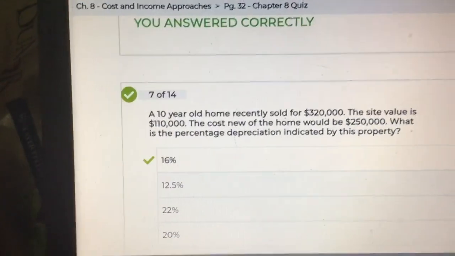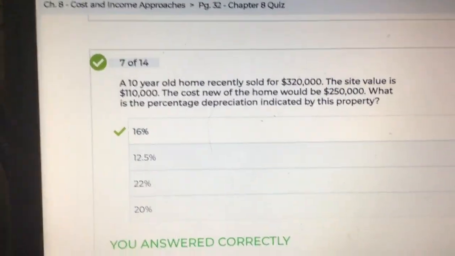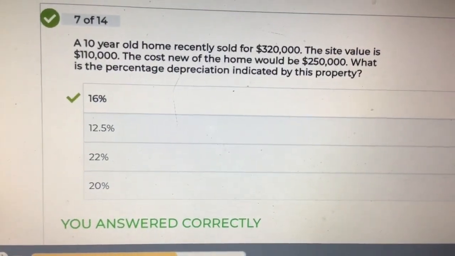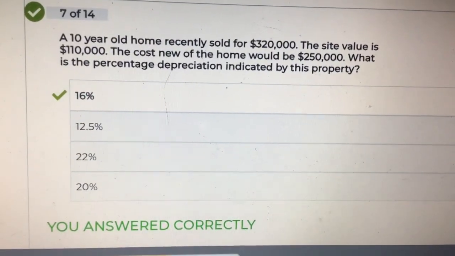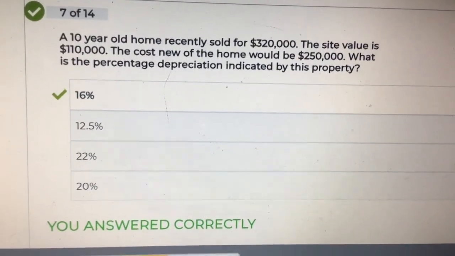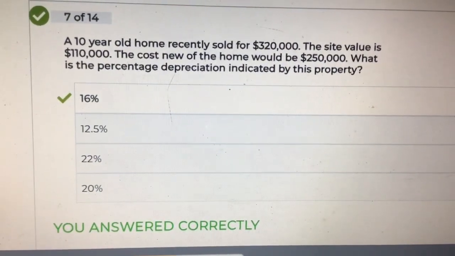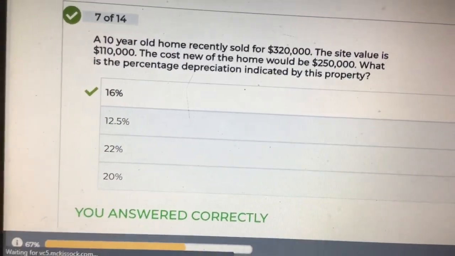Number 7, a 10-year-old home recently sold for $320,000. The site value is $110,000. The cost new of the home would be $250,000. What is the percentage depreciation by this property? I think this one was, what is the percentage? You said 16% and you got it right. So I believe site value, costs new, yeah, this is the 4-phase one and you got it right.